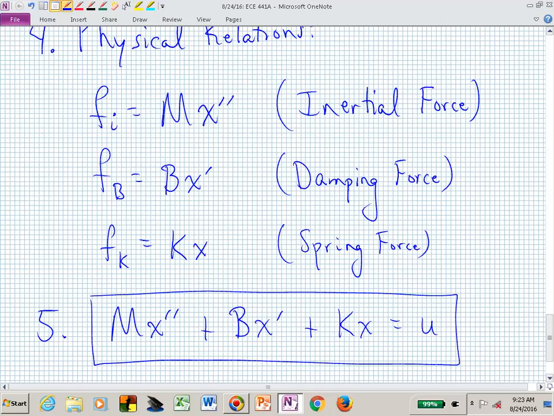And that's what's going to be in our lab. That's what we will be using. We may have a scaling factor on our applied force, but effectively this is what we have.